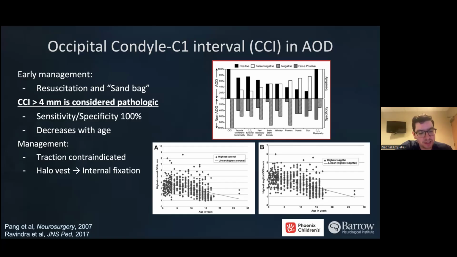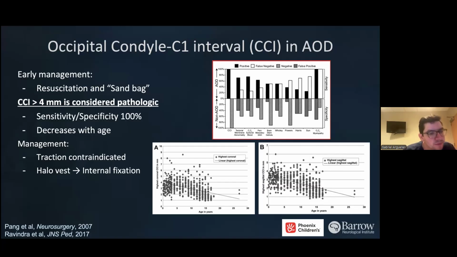Originally in that paper, they considered greater than 4 millimeters pathologic. However, in subsequent papers, one by Brockmeyer, the CCI measurement decreases with age. So it may be falsely elevated with respect to this 4 millimeter cutoff in infants and newborns, and that might give us suboptimal sensitivity and specificity in really young patients. So some authors have proposed a higher threshold than 4 millimeters, and you can see that the distance decreases the older we get.